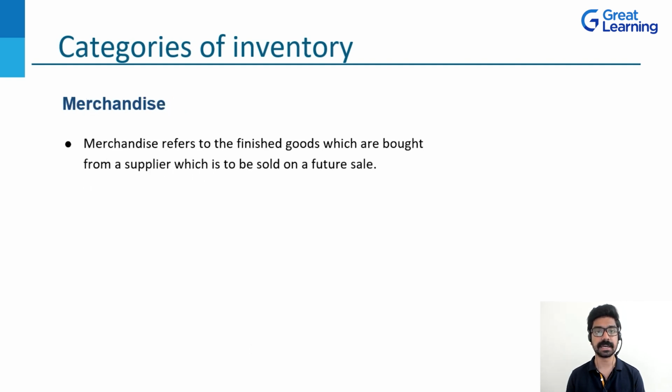And next comes merchandise. Merchandise refers to the finished goods which are bought from a supplier, which are to be sold in a future sale. So here the inventory would be of completely finished products. A completely finished product will be purchased from the supplier and stored, so that the business will be able to make another sale out of this. They're buying in bulk quantity in a wholesale manner, and they'll be selling it to a retail customer or the end user customer. So that is how merchandise works, and these are the various 4 categories of inventory.